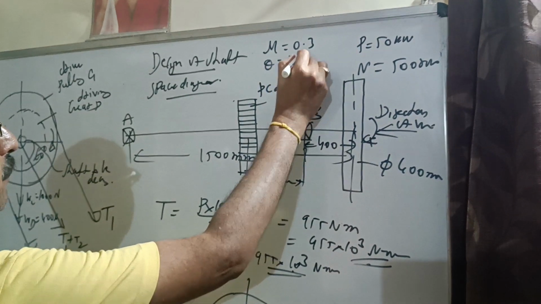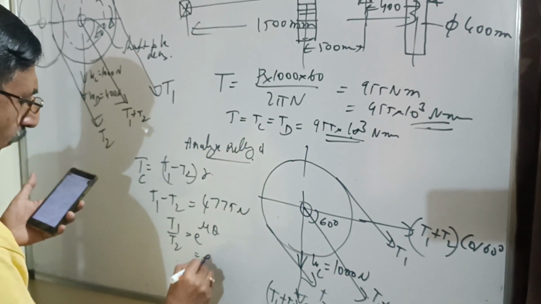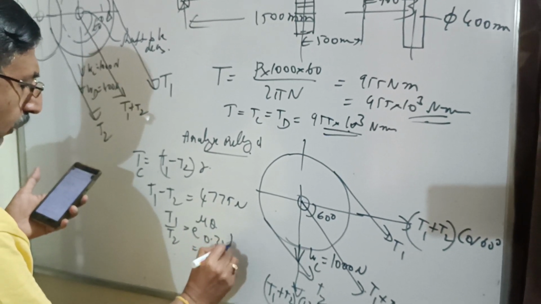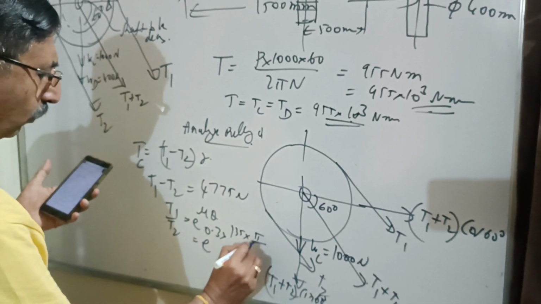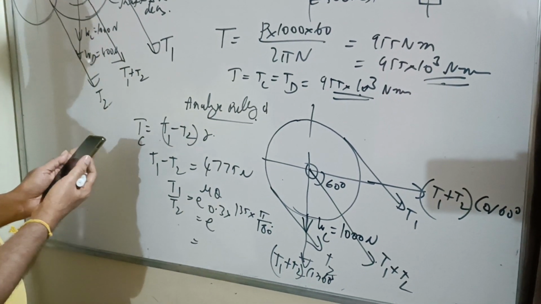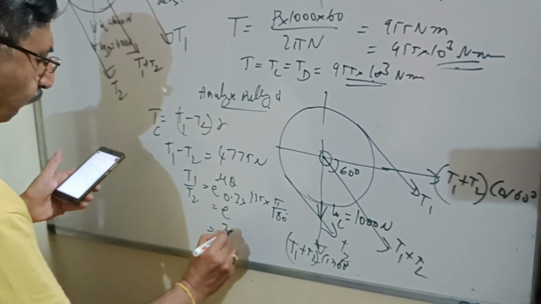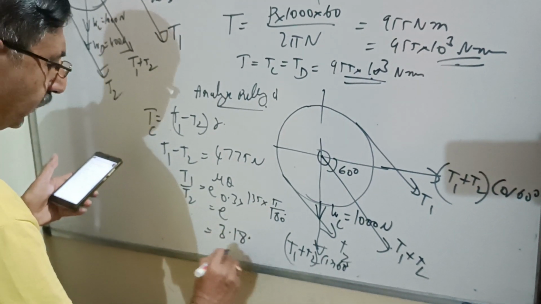is 135 degrees. Now just substitute for mu and theta here: e to the power of 0.3 into 135. We have to convert it to radians. So please don't forget to convert it to radians. It can't be in degrees. If you find the ratio here, T1 by T2, I think you will get 3.18. So T1 by T2 is 3.18.